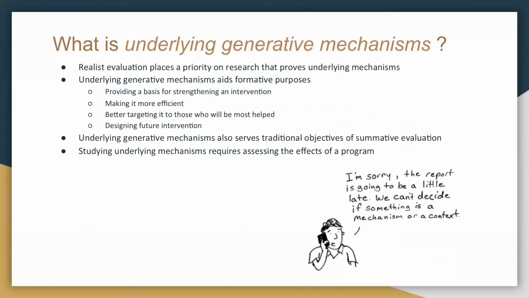Learning about underlying mechanisms also serves traditional objectives of summative evaluations. It is a valuable basis for generalizations about the program's likely effectiveness for other persons, settings, or times. In addition, studying underlying mechanisms requires assessing the effect of a program, usually on multiple outcomes. Thus, the evaluator using the realist evaluation approach also typically provides information about a program's merit or worth.